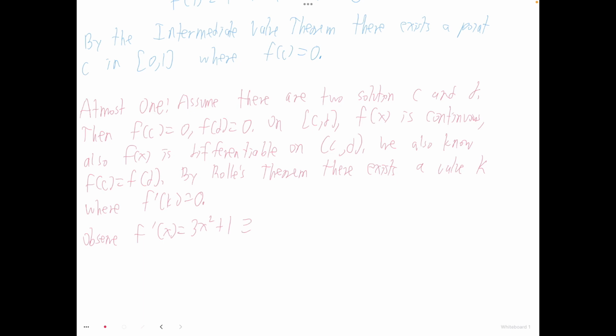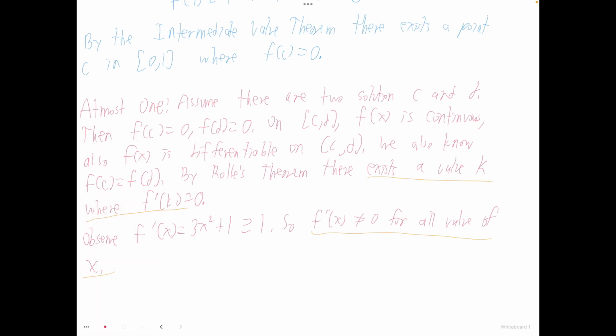And that's always greater than or equal to 1, because 3x squared is always non-negative. I'm adding 1 to it. So this is always greater than or equal to 1. So f prime of x does not equal 0 for any value of x. Well, that's a problem because we just said there was a value k where the derivative is 0, and we also just said it's never 0. So those can't both be true. That is where our contradiction is coming in from.